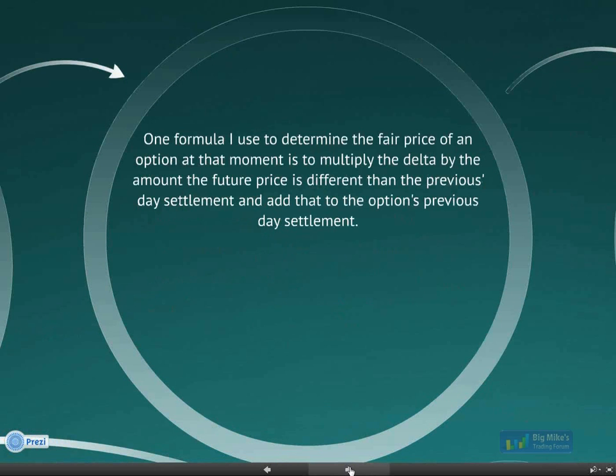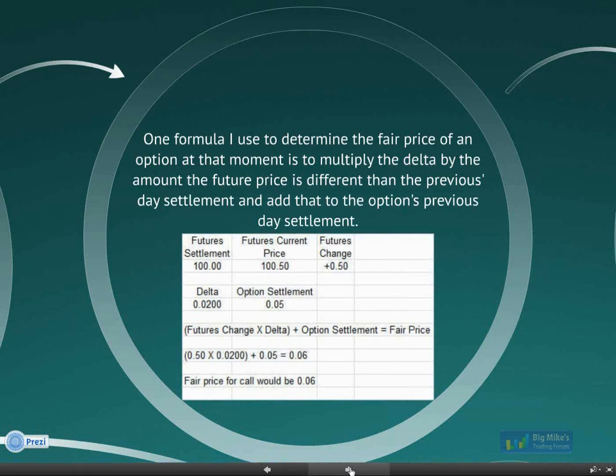One formula I use to determine the fair price of an option at that moment is to multiply the delta by the amount the futures price is different than the previous day's settlement and add that to the option's previous day settlement. In this example, we'll say crude settled at $100 on the prior trading day. Today, it's at $100.50, so the futures change is plus 50 cents. The option we're currently looking at had a delta of 0.02, and the previous option settlement was 5 cents, 0.05.